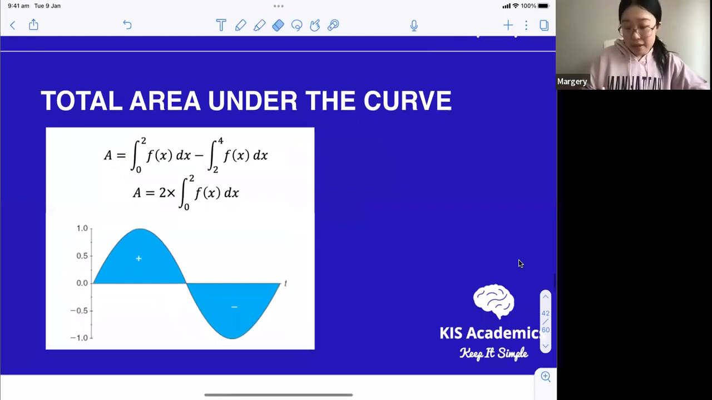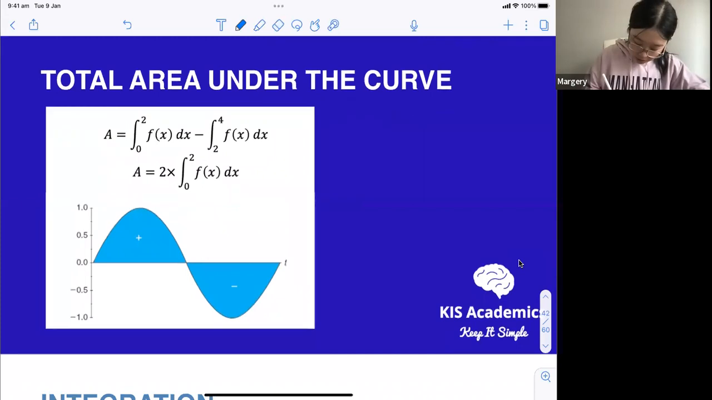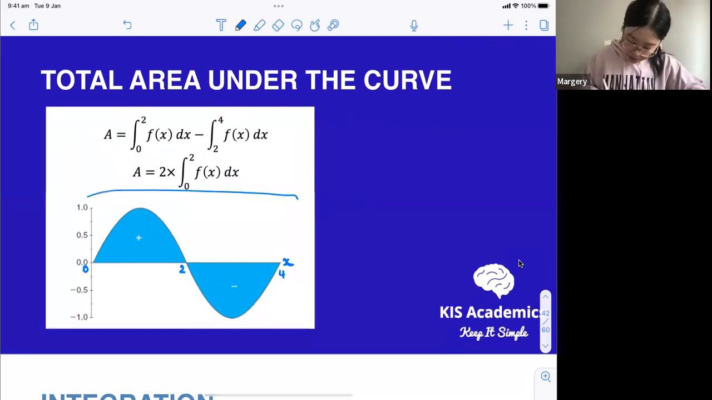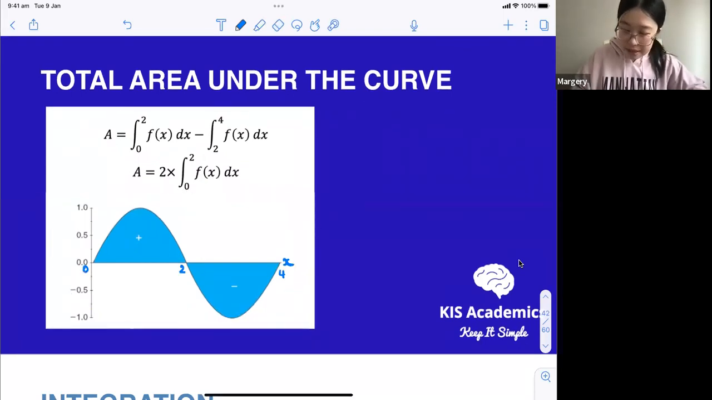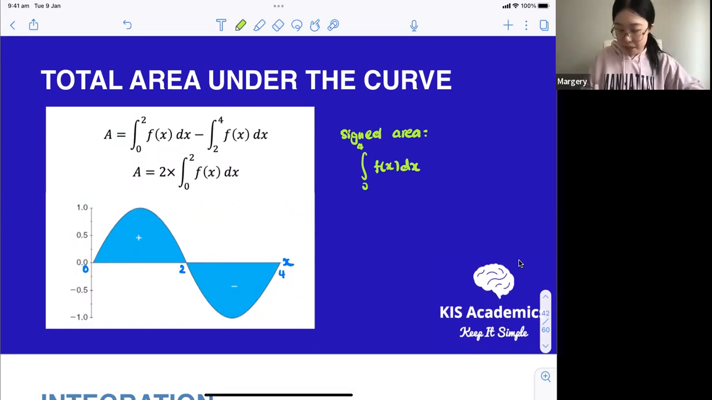And so for the total area under the curve, we know that if we wanted to find the total area, let's say this is 0, and this is 2, and this is 4. Using this graph here as an example, to find the signed area, our signed area would be just the integral from 0 to 4 of f of x dx. So this would be my signed area, ignoring the fact that this area here is negative, just taking the integral directly from the lower limit up until the upper limit.